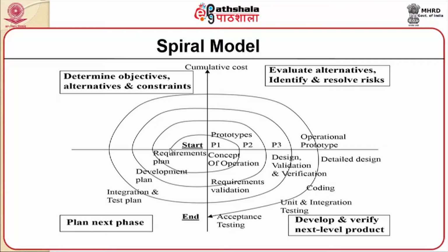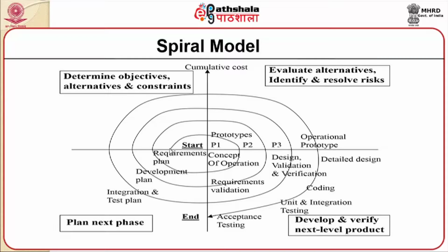I repeat whatever I have said. Phase 1 is about objectives, alternatives and constraints. Phase 2 is about alternatives, identifying and resolving risks. Phase 3 is about developing and verifying the next level product, and phase 4 is about planning for the next phase.